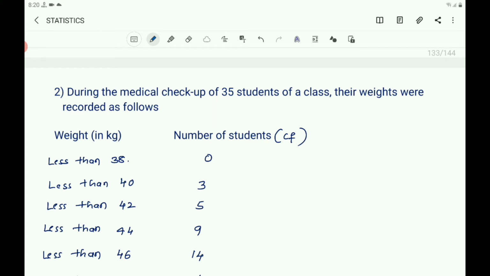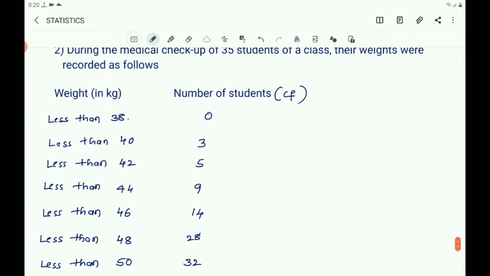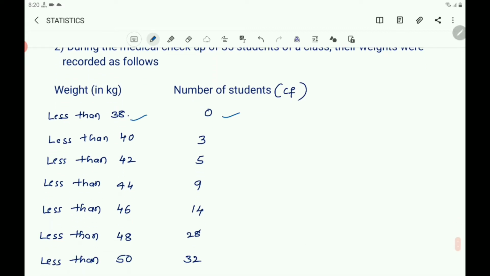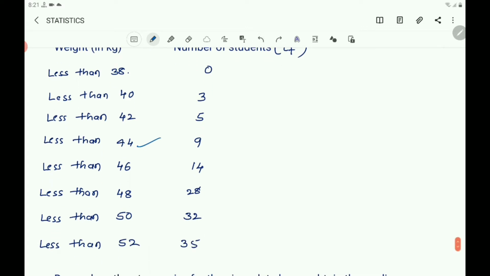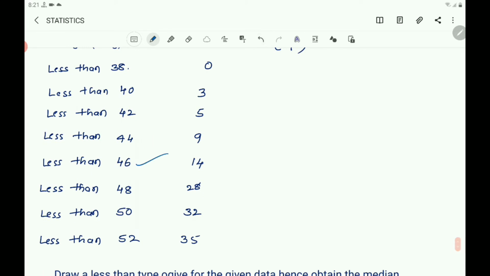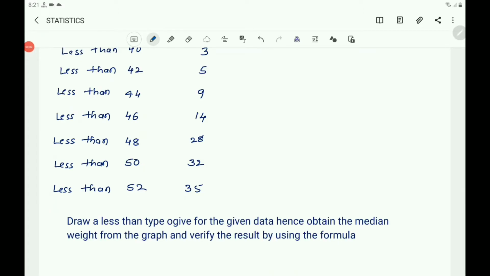Weight in kg and number of students, that is CF. Less than 38, number of students 0. Less than 40 kg, 3 students. Less than 42 kg, 5 students. Less than 44 kg, 9 students. Less than 46 kg, 14 students. Less than 48 kg, 28 students. Less than 50 kg, 32 students. Less than 52 kg, 35 students.